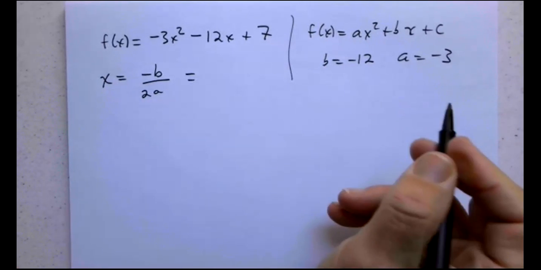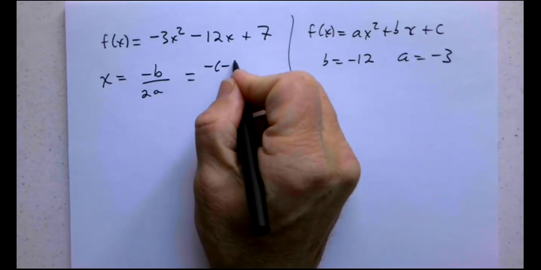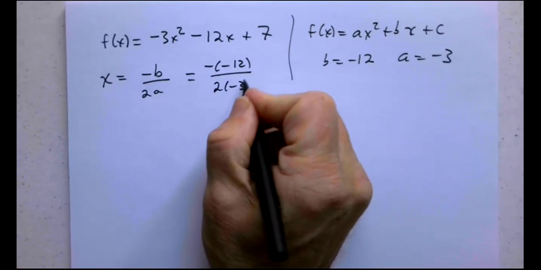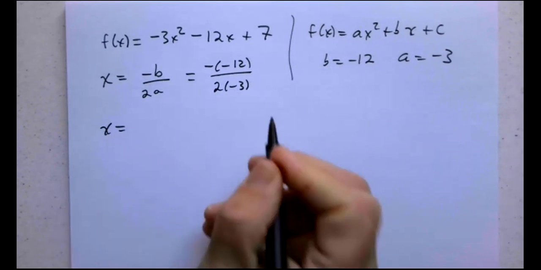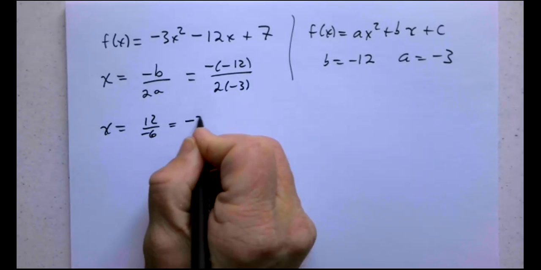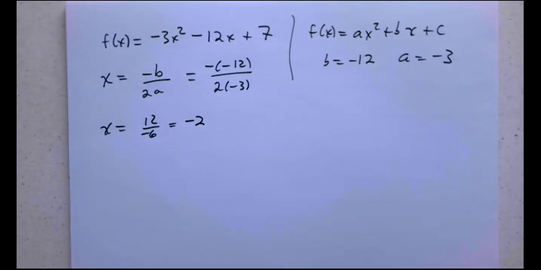So negative b is the negative of negative 12 over 2a, over 2 times negative 3. So the x value is 12 over negative 6, which is negative 2. The vertex will occur there. Now, what is the y value that corresponds to that? Well, we've got to plug the negative 2 into the function.